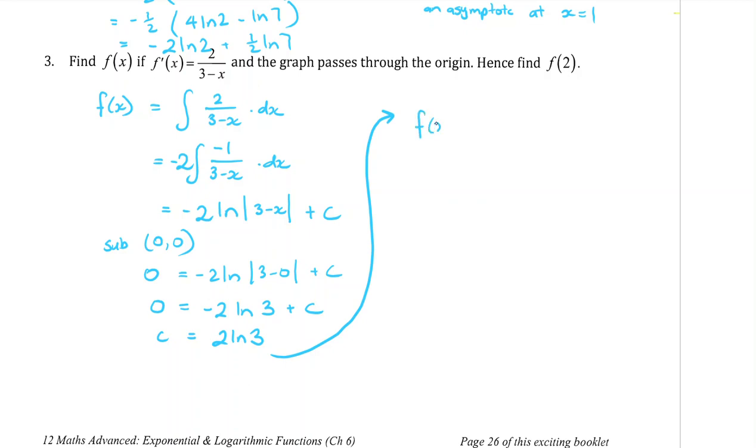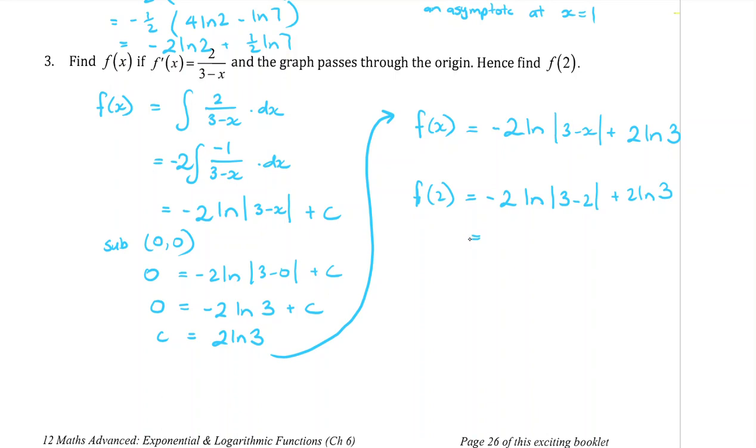So it means that my function f of x is -2 ln of 3 minus x, but instead of plus c, I now know that the c is 2 ln of 3. Not finished, because once I've found that, I hence need to find f of 2, so I can sub that in. F of 2 equals -2 ln of 3 minus 2 plus 2 ln of 3.